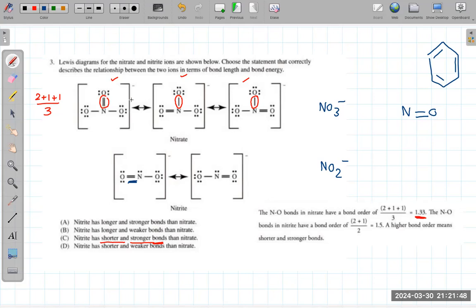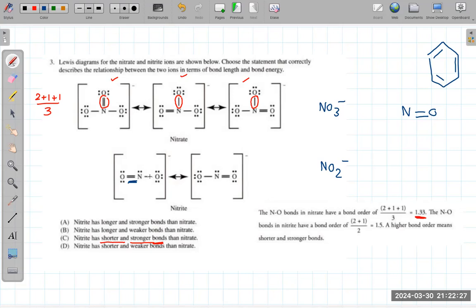So again, let me see, why did you choose these ones above this one? So he said, why are we choosing this one specifically? So NO, why are we choosing this one specifically? I'm not convinced with this, even I'm not convinced. 2 plus 1, we have never done the bond order this way. 2 plus 1 plus 1 over 3, and he said is equal to 1.33, and then said the other one is 2 bonds and 1 bond. I'm not sure what he means.